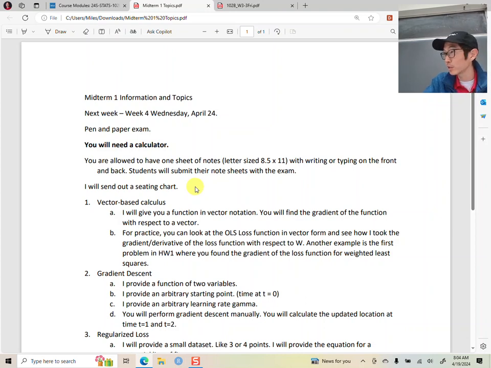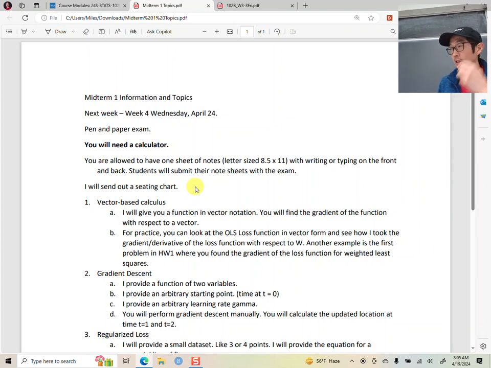You'll need a calculator, definitely, and you will be allowed to have one sheet of notes. Okay, one sheet of notes. You can write on the front and back. You can handwrite it. You can type it. Put your name on it, and I will ask you to submit your note sheet with your exam. So if you want to keep a copy of your note sheet, make sure you take a picture of it yourself or something. Note sheets have to be your own creation. You can't just photocopy someone else's note sheet. So it's got to be your own.